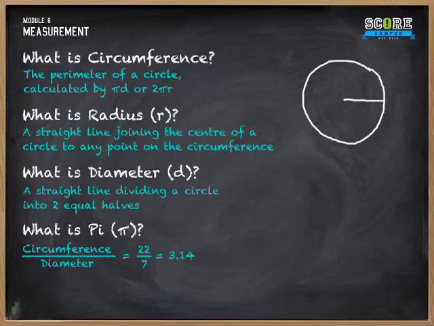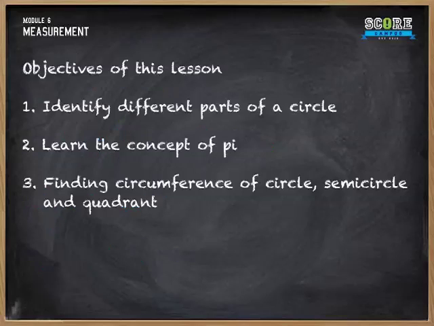Any point on the circumference from the center of the circle. Now what is d? D is diameter, a straight line dividing a circle into two equal halves. That's a diameter. What is pi? Pi is circumference divided by diameter. So the outside perimeter divided by diameter is 22/7, which is also equal to 3.14. The objectives of this lesson are: number 1, identify different parts of a circle. 2, learn the concept of pi. And thirdly, finding circumference of circle, semicircle, and quadrant.